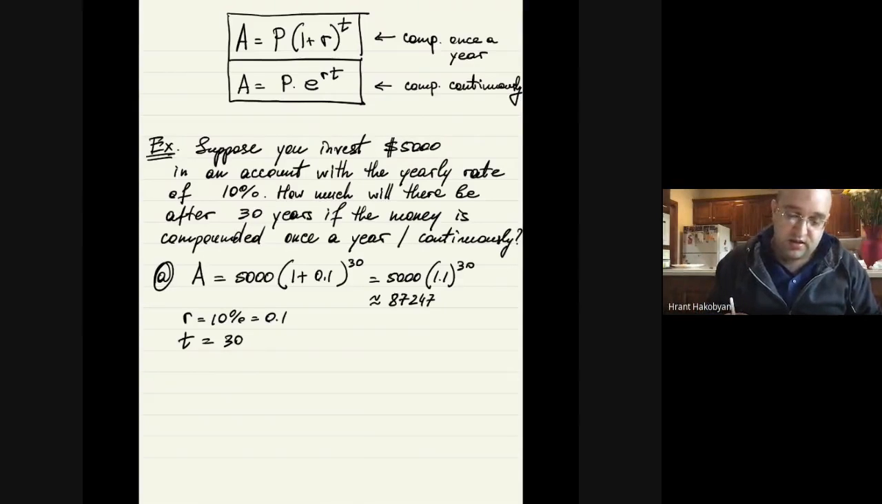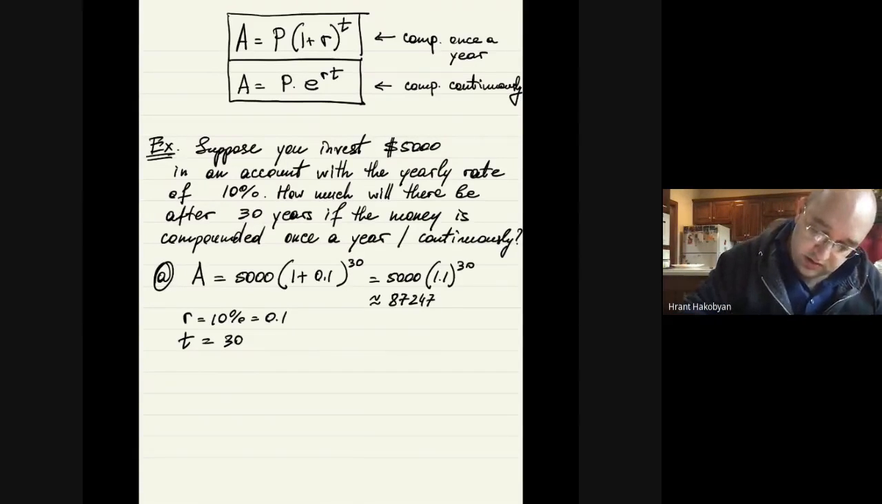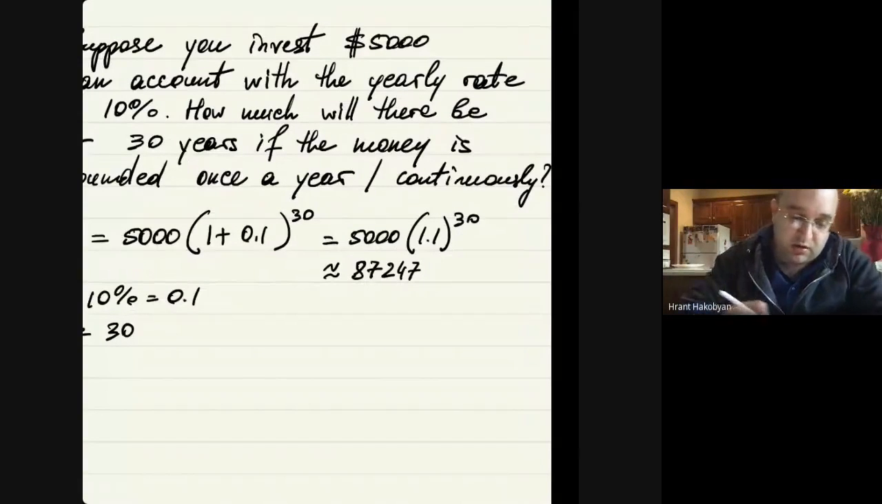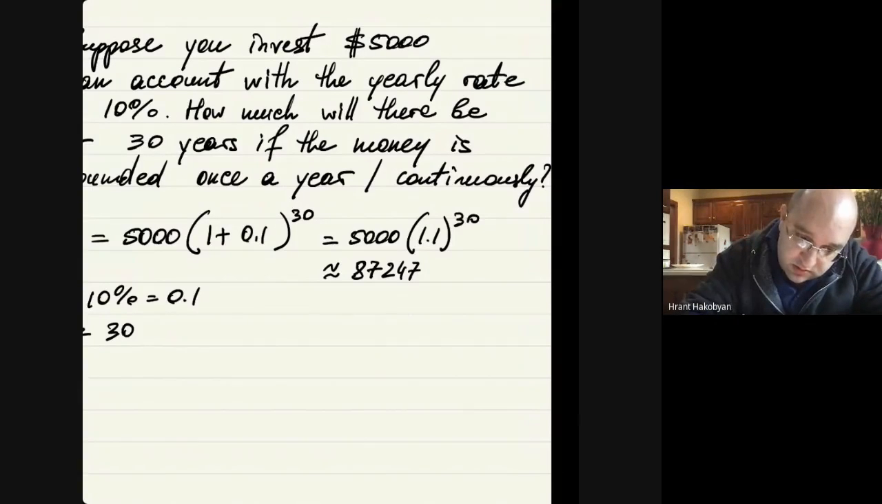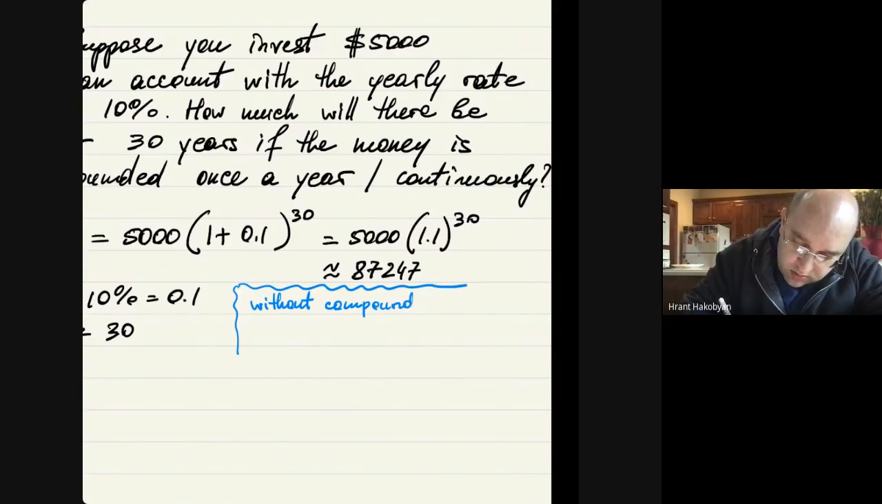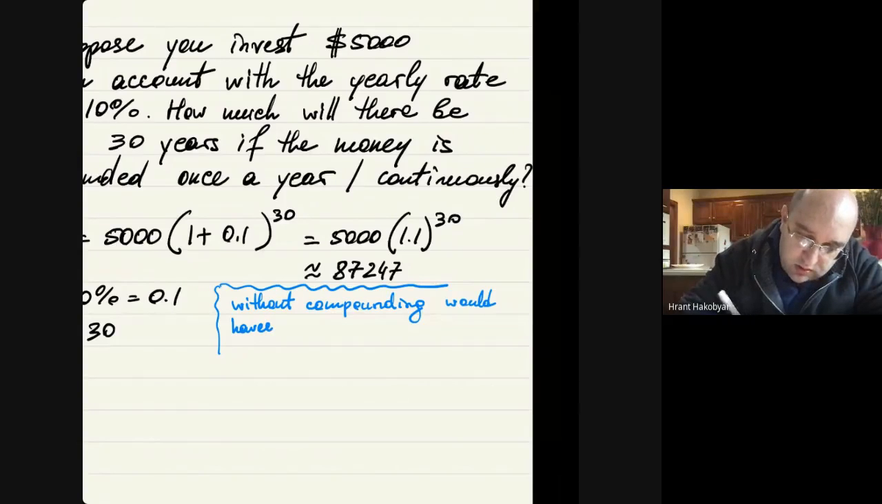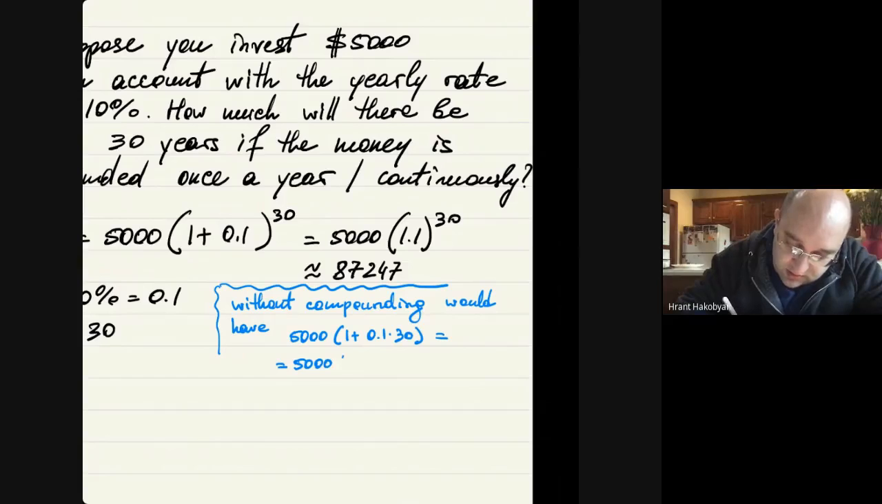So let me just compare here. Let's make a comparison. If there was no compounding at all, how much money would you have? So let me write it here with blue. Without compounding, you would have 5,000 times 1 plus 0.1 times 30. So that's 5,000 times 1 plus 3.